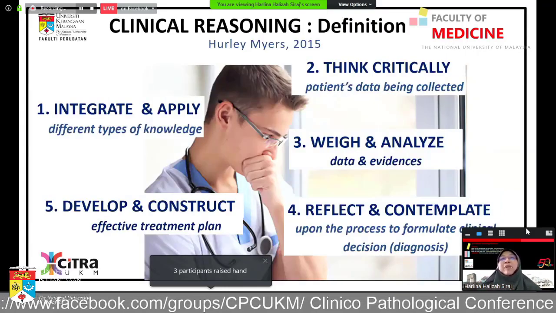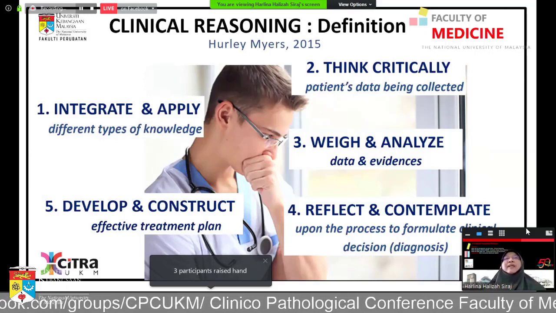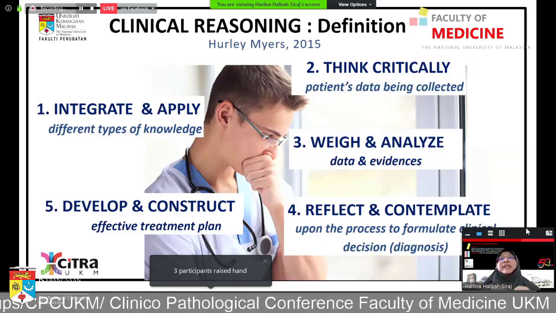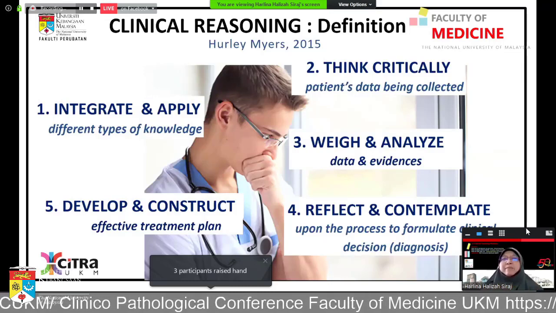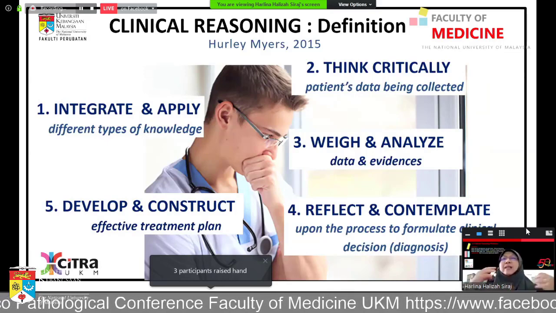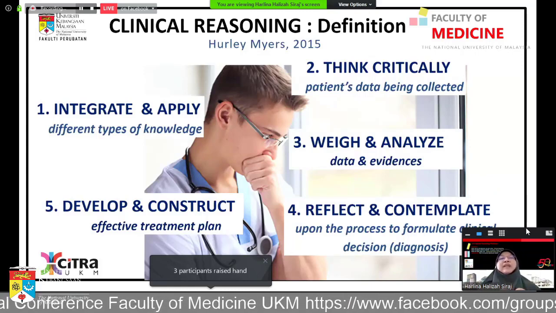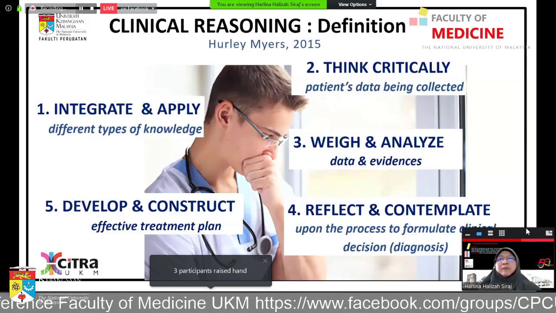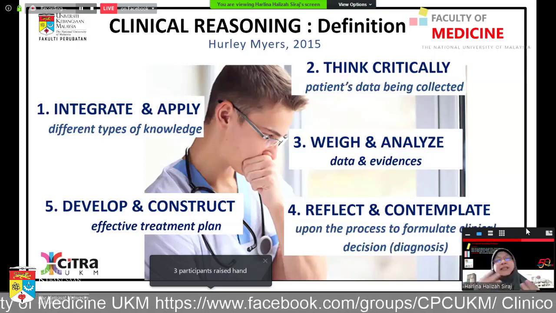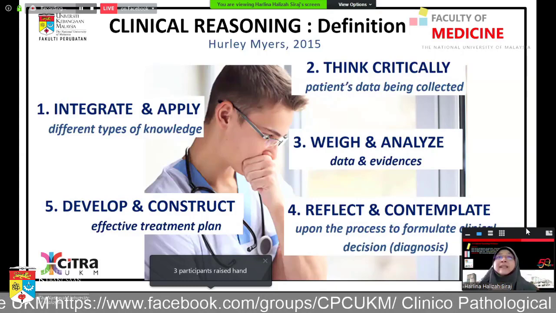And there are a lot of definitions of clinical reasoning, but I would just like to come to this. First, it is actually a process where we integrate and apply different types of knowledge: anatomy, physiology, biochemistry, pharmacology, sociology, everything that we need to integrate and apply. And of course, we are facing patients' data that is collected through our history taking, physical examination, and the relevant investigation. And we need to think critically about it.